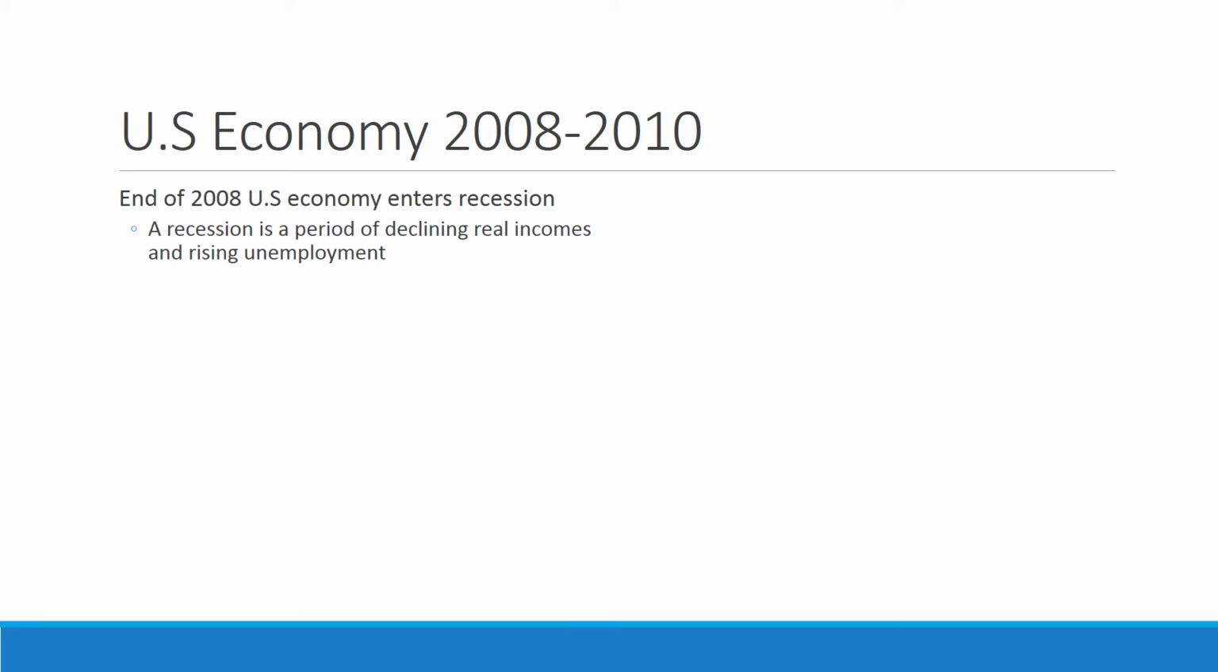Of course, a recession is a period of declining real incomes and rising unemployment. Remember, whenever we use the term real, we're talking about inflation adjusted. So when we talk about real incomes, we're talking about purchasing power. What can we actually buy? So we see that real incomes are rising.